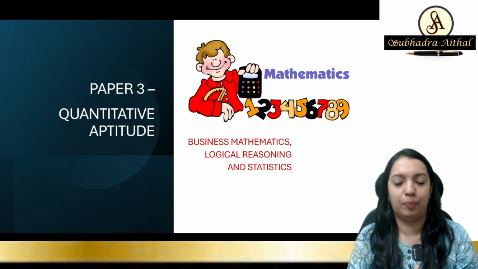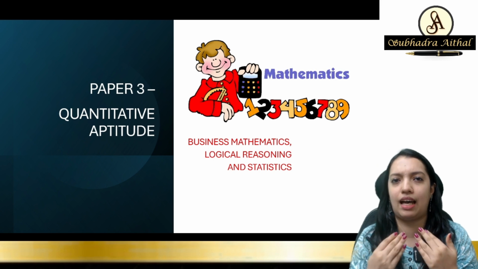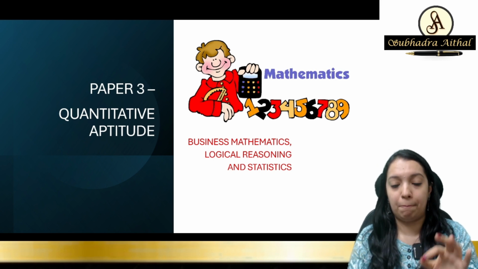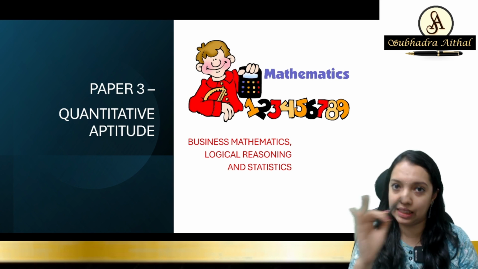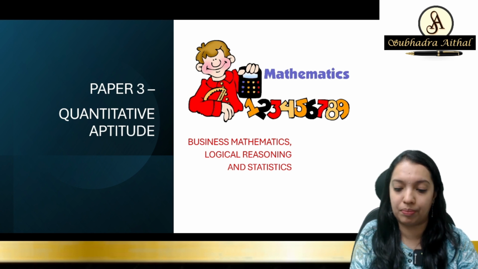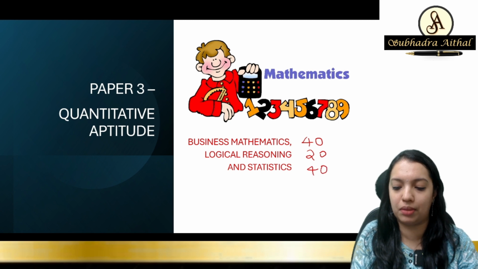Coming to paper number 3, earlier this was known as Business Mathematics, Logical Reasoning and Statistics. I teach this subject, but it is currently renamed as Quantitative Aptitude. The marks allocation in between remains the same. Business Mathematics is for 40 marks, Logical Reasoning is for 20, and Statistics is for 40 marks.